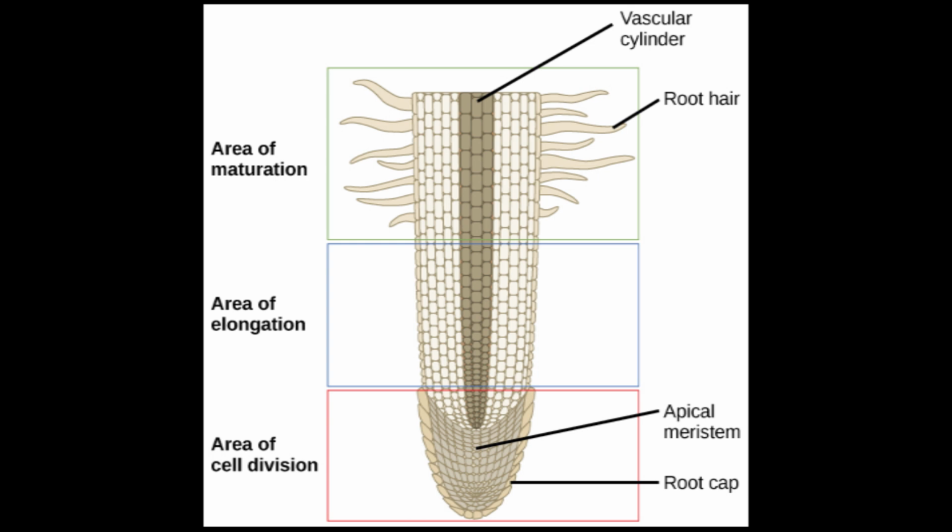Above the zone of cell division is a small zone of elongation. Its length is only a few millimeters. This is where cell growth occurs, causing the root to lengthen. Consequently, the root tip, which includes the zones of cell division and growth, is constantly advancing through the soil.